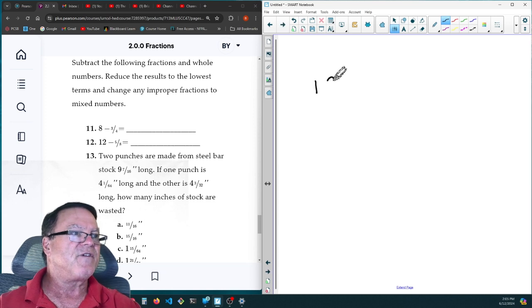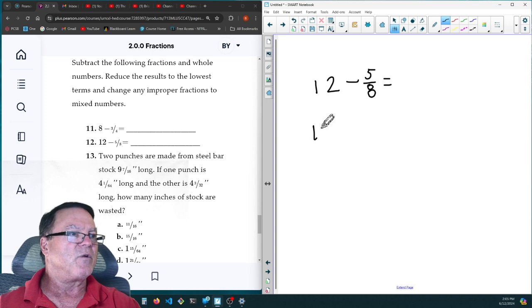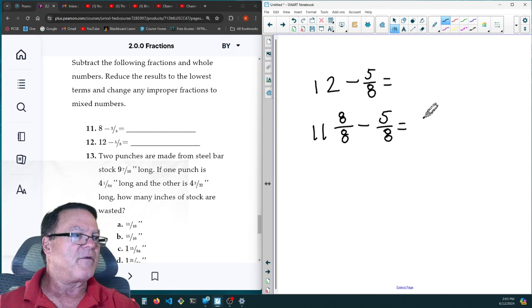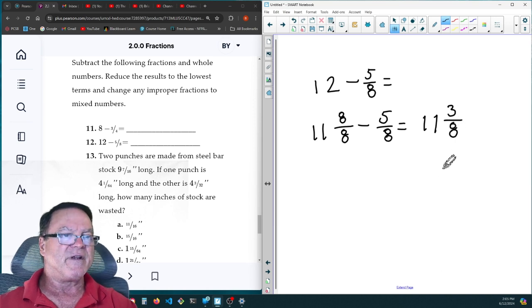12 minus 5/8. So again, I'm going to do 11 and 8/8 minus 5/8. I'm going to write down my 11, and 8 minus 5 is 3, and I'm going to leave the denominator the same. 11 and 3/8.